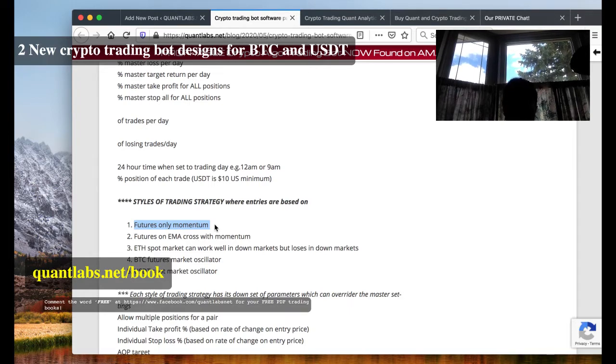So we have to have different styles that I've seen and tested that work and will work under certain market conditions, and other strategy styles will not work under certain other market scenarios.